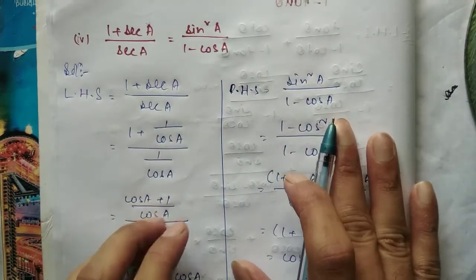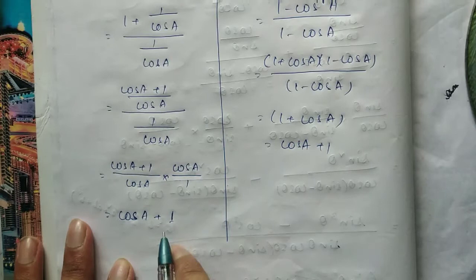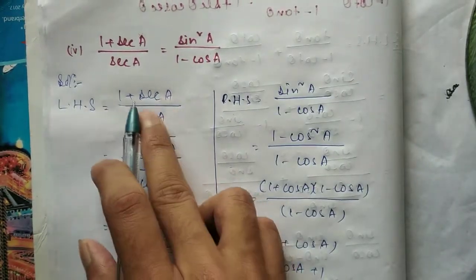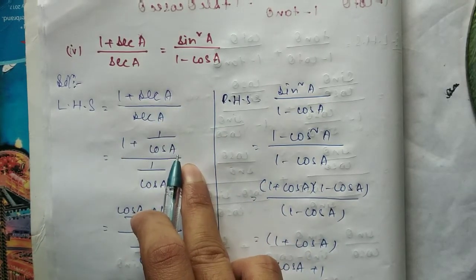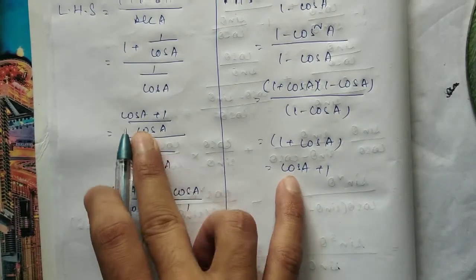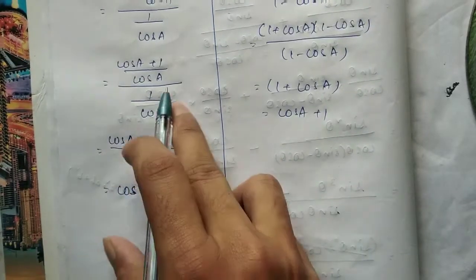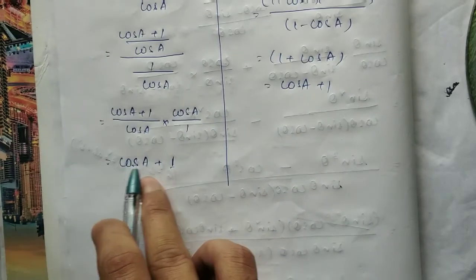So what we do here is we separately take the left hand side and right hand side and show that they are the same. Firstly, solve the left hand side, which is (1 plus sec a) divided by sec a. We write sec a as 1 by cos a in the numerator and also in the denominator, and then we take the LCM and we get (cos a plus 1) divided by cos a, and 1 by cos a. Then we reverse it by taking a multiply sign, then cos a gets cancelled, and we remain with cos a plus 1.